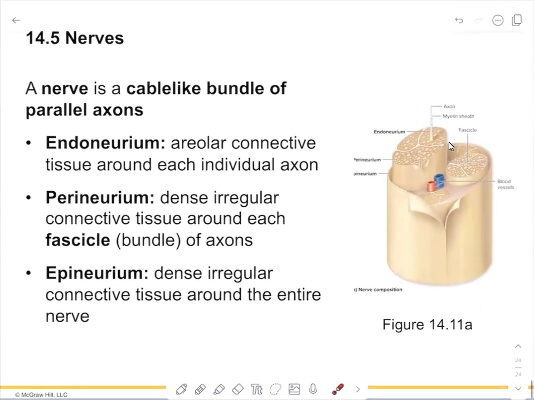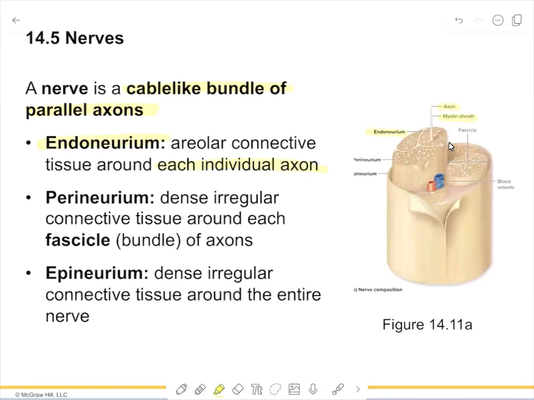Nerves are cable-like bundles of parallel axons, and you should know the connective tissue membranes that surround nerves. And the nice thing about this is that the prefix or the terminology is very similar to that for muscles that you learned. So surrounding one individual axon, first of all, is the myelin sheath that we just learned about. So the connective tissue layer around it would be the endoneurium, and the endoneurium is surrounding each individual axon.